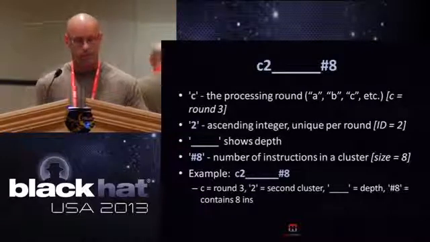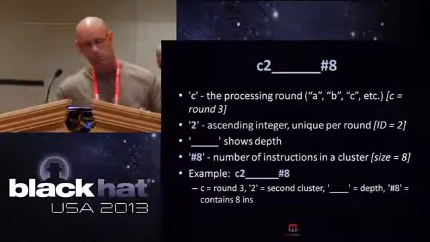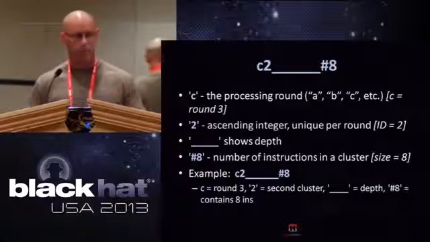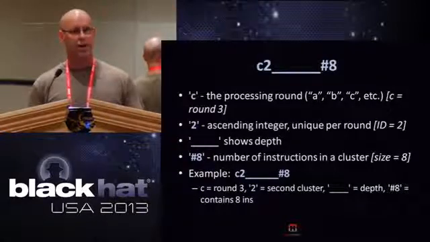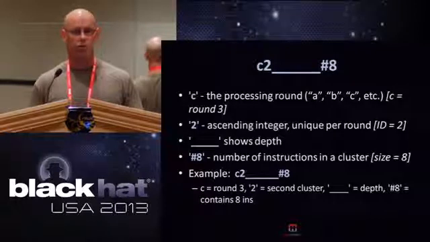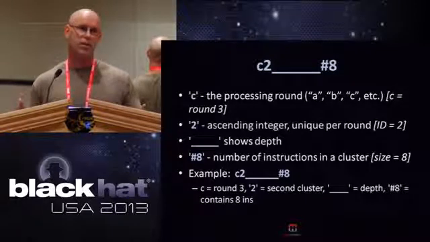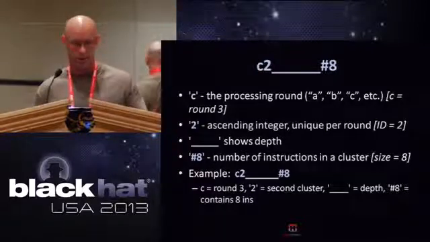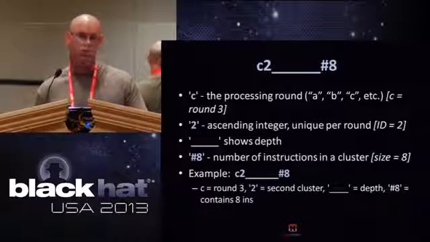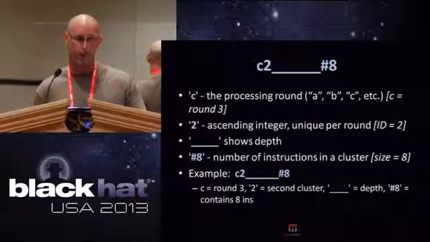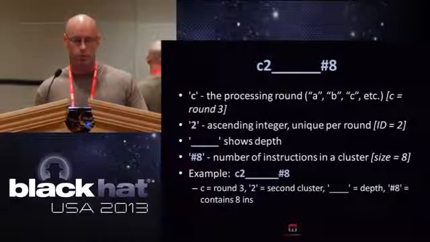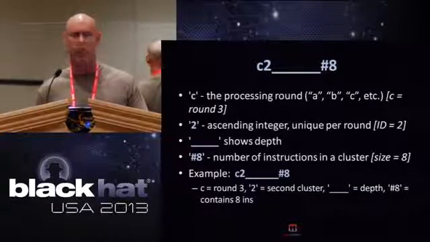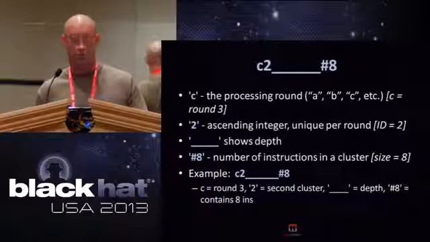So then the depth is a visual clue when you look at the final results. What I wanted to show was not depth in rounds, but more depth in how many instructions are under one cluster. That will make more sense when I show you Code Virtualizer or VM Protect. And 8 represents how many instructions make up this particular cluster, right? So we're on round 3. This is the second cluster in round 3, and it has 8 instructions in that cluster.